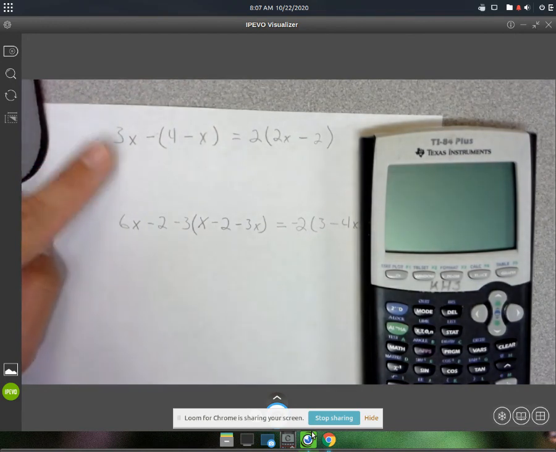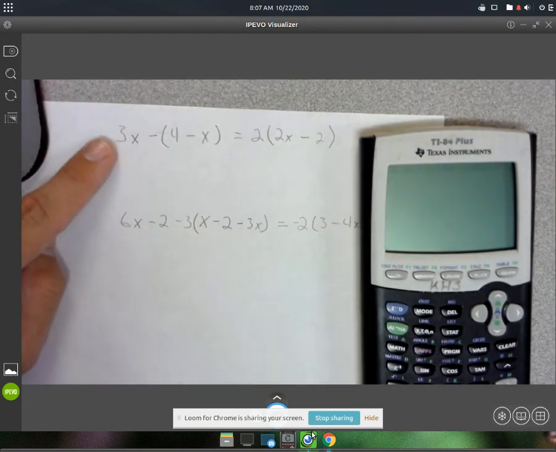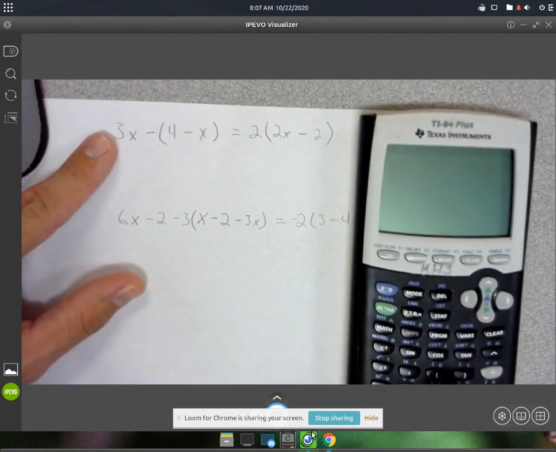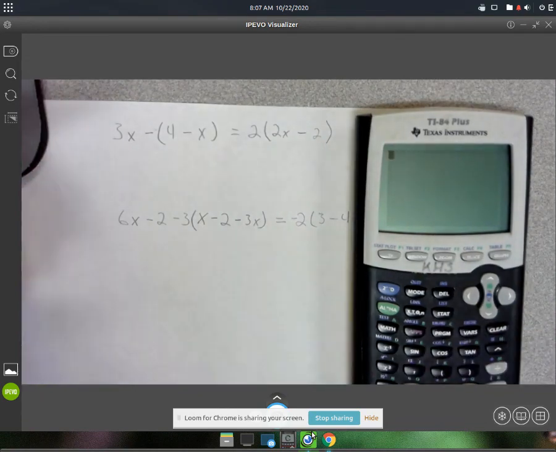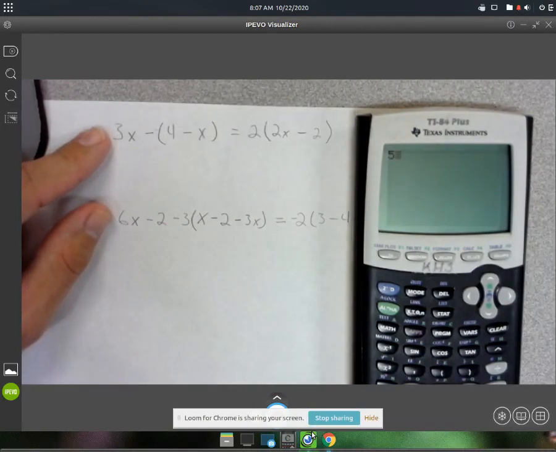All right. So what we're going to do is just pick some random number to plug in for x and see if the equation is true. I mean, you could use 2, you could use 0. If you know that it's either inconsistent or an identity, then you can pick whatever number you want. So I'm just going to use like 5. All right. So here we go. 5 stored to x.